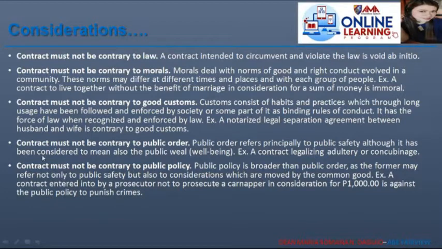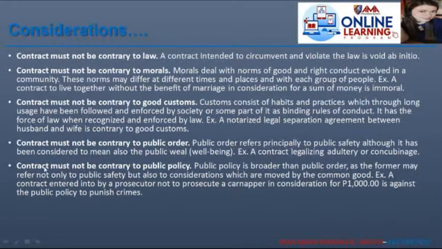So next, contract must not be contrary to public order. The public order refers principally to public safety, although it has been considered to mean also the public well-being. Example, a contract legalizing adultery or concubinage.